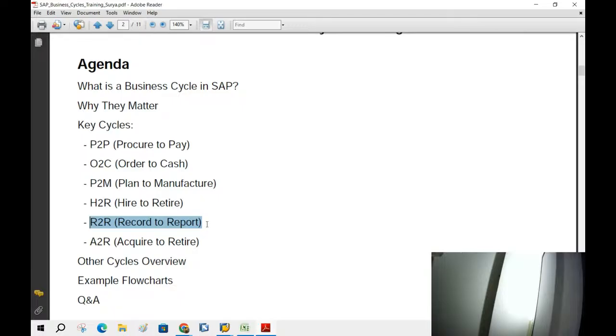That is to be recorded and then reported. So what is the finance module saying? Record to report. And finally, there is another sub module in finance, where you are going to purchase or acquire an asset.